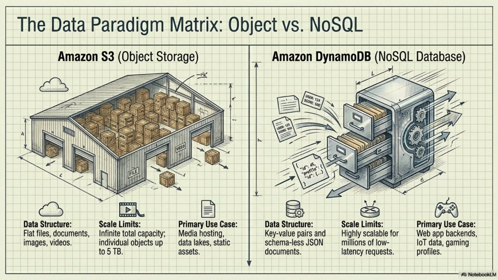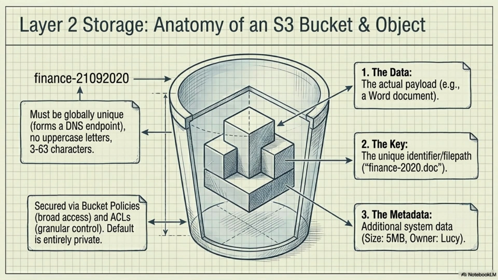Layer 2, storage. Anatomy of an S3 bucket. An S3 bucket has 3 key parts: data, the actual file; key, the file name and path; metadata, extra info. And here's a key rule. Bucket names must be globally unique. Security is handled through bucket policies and access control.